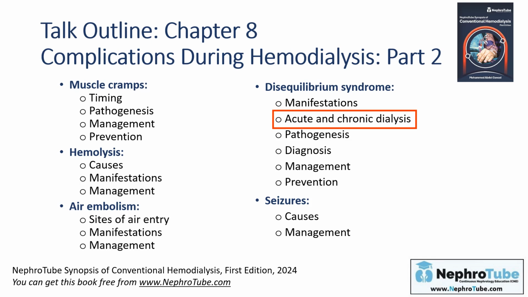The next question, is disequilibrium common in acute hemodialysis or chronic dialysis? Chronic dialysis, here I mean patients who are stable on hemodialysis for a long time. They are dialyzing 3 times per week. In acute hemodialysis, I mean patients with acute hemodialysis due to, for example, acute kidney injury, or even chronic patients who are dialyzing for the first or second time.